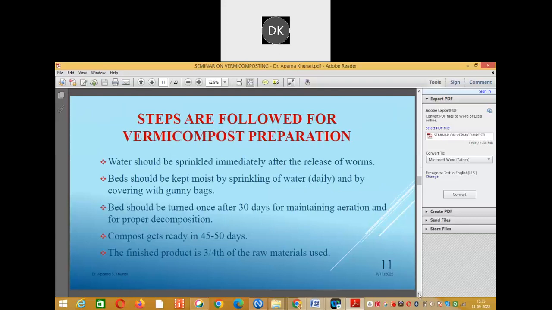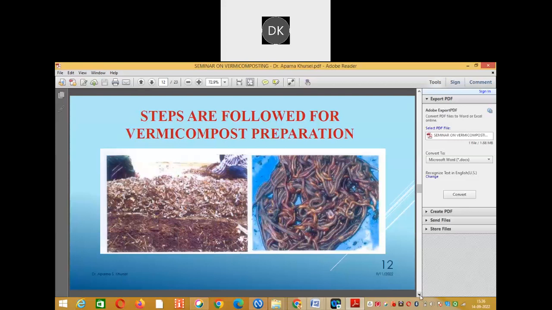Bed should be kept moist by sprinkling water and by covering with gunny bags. Bed should be turned once after 30 days. That means we need to mix it well so that whatever components are present inside can mix with each other. After 45 to 50 days, the compost gets ready, and the finished product we get is 3/4 of the raw material which we have used.